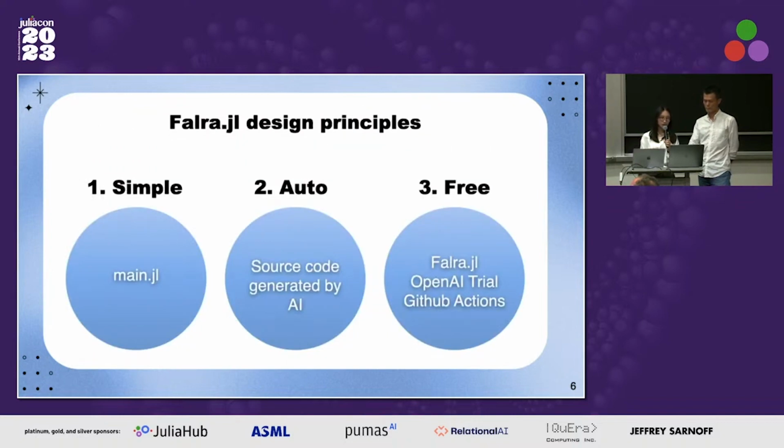Here we have the three design principles for Falra.jl. The first one is simple. There's no need to write special source code for distributed computing. Simply creating a stand-alone main.jl program is enough. The second is auto. The source code is automatically generated and deployed by AI. And the third one is free. Falra.jl is open source. It uses OpenAI's free trial API for source code generation. Additionally, GitHub Actions provides everyone with 20 free virtual machines.